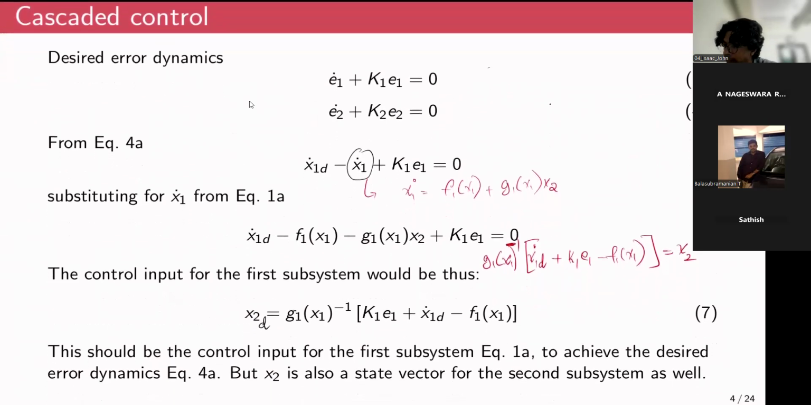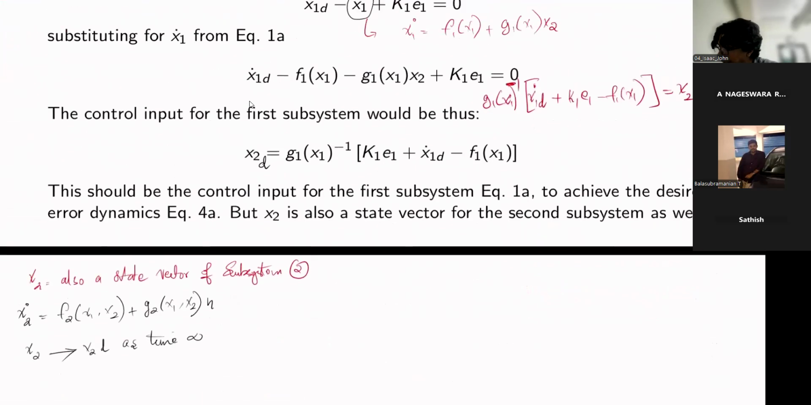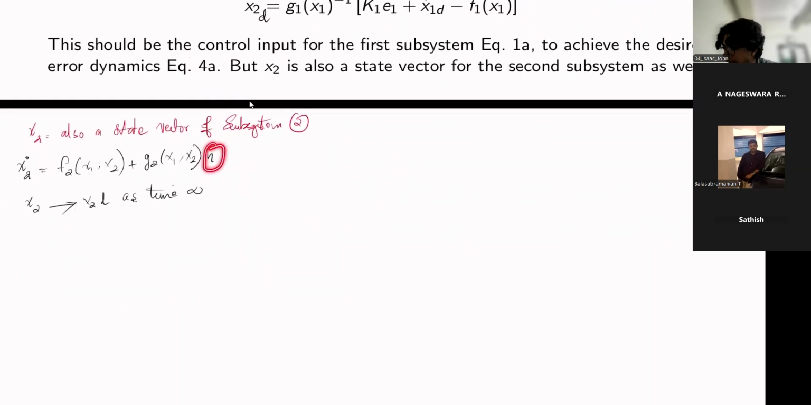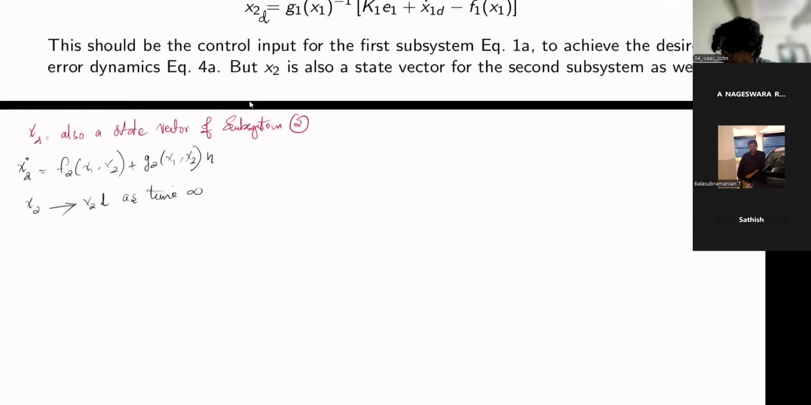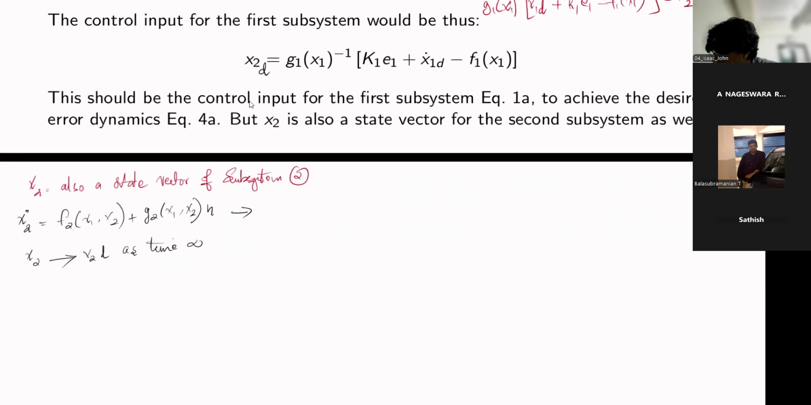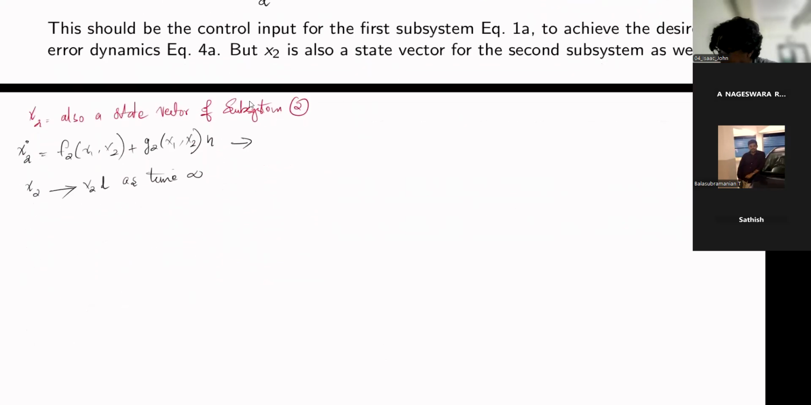So how do we do that? Now we'll refer to the desired control input for the first subsystem as x2 desired, and we'll see how we can make use of the control input u so that x2 would tend to x2 desired. All right, so now let's look into the second subsystem. This has already been discussed.